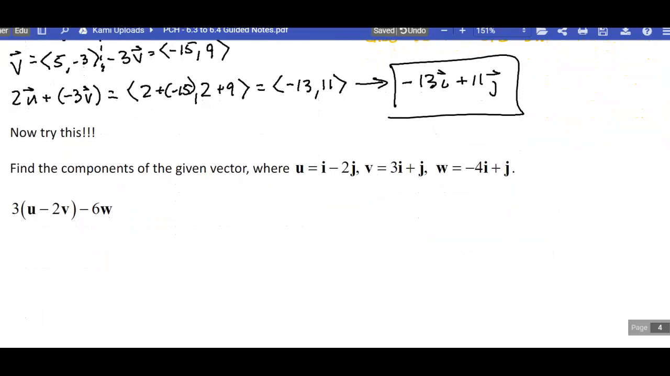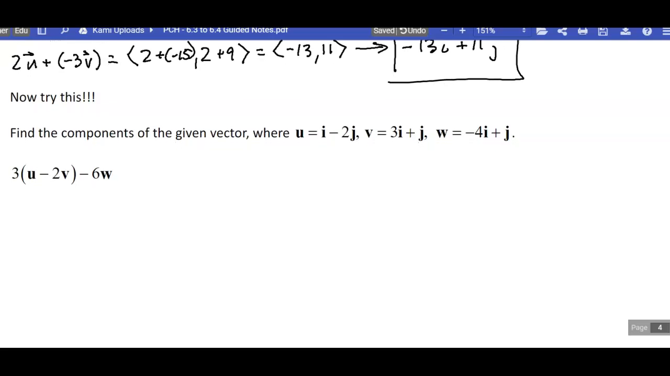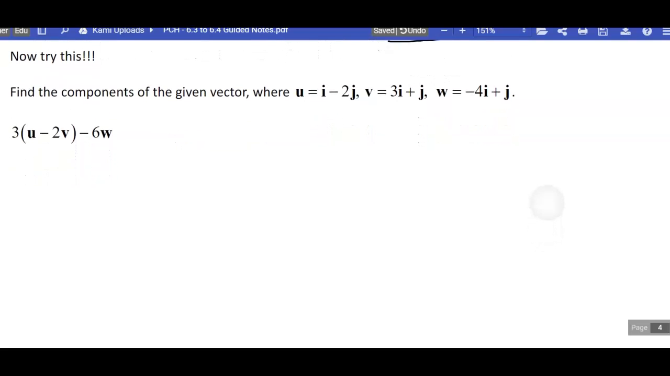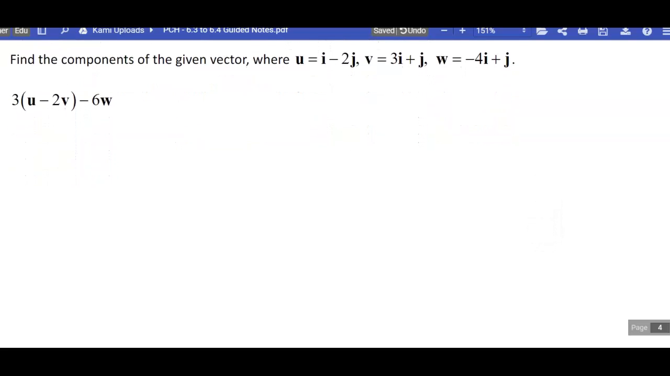All right, so go ahead and try this problem. Pause the video and try this problem, and then when you restart the video, the solution will be there for you. And if you have any questions, make sure you ask. So pause now, try the problem, and then restart the video when you're finished.